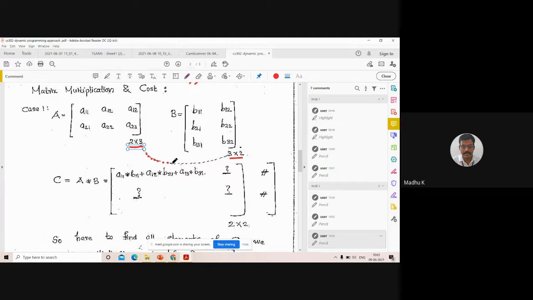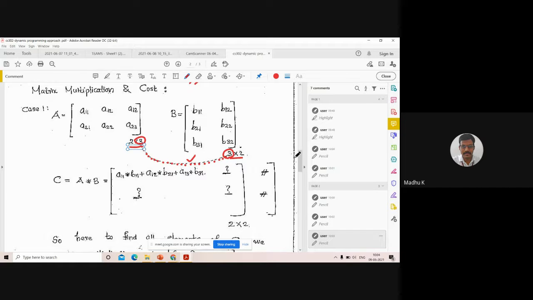If you want to multiply these 2 matrices, or any 2 matrices, this dimension should be the same. In this case, 2 by 3 and 3 by 2, the 3 and 3 are matching. This is our basic concept. So we can multiply and we will get a resultant matrix. What will be the order of the resultant matrix? It is 2 by 2.